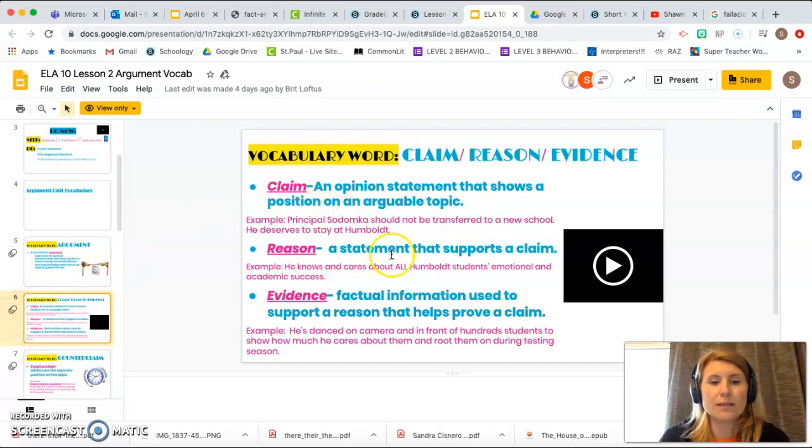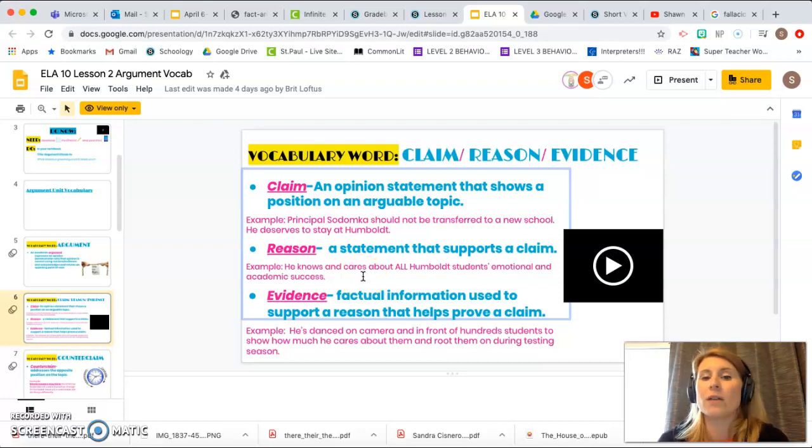So this is something that can be argued because the superintendent believes he should be transferred to another school. So our claim is that he should not move. He should stay with us. And we're going to have to give our claim, but we're also going to have to give our reason. Our reason is our statement that supports the claim, what we believe to be true. So for example, he knows and he cares about all of Humboldt's students' emotional and academic success, which is true. Also, that's my opinion. So that's our reason.